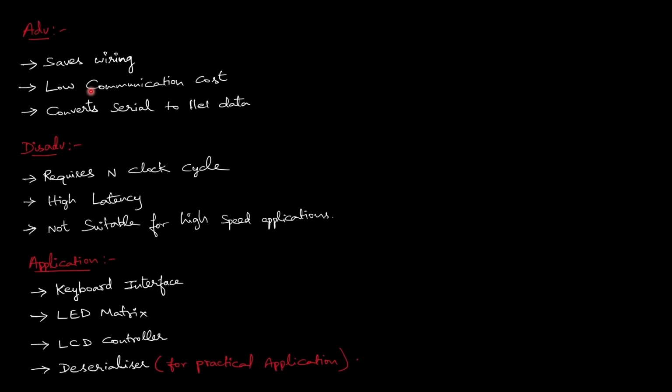Here the biggest advantage is that it saves wiring because the transmission is serial, and it also reduces communication cost by requiring fewer data lines. And most importantly, it converts serial data into parallel data, making it easy for processors to read multiple bits at once. And again, since the data enters serially, we still need n clock cycles to receive an n-bit word. That introduces latency, making it less suitable for extremely high speed applications.